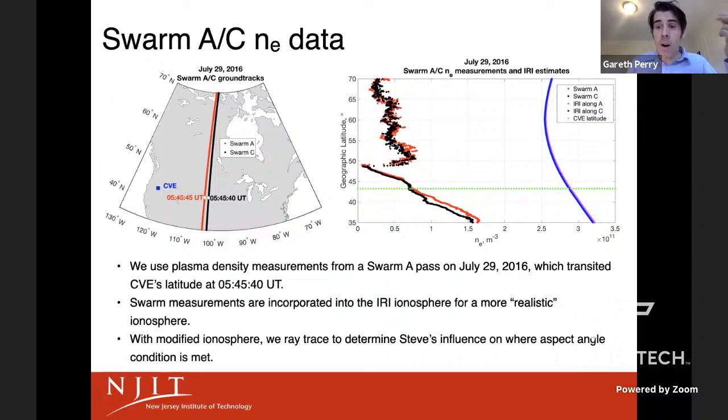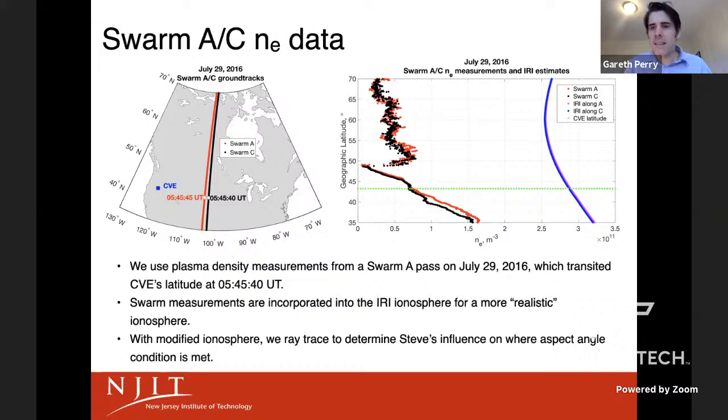Another input we used was Swarm, which was going through the area at the time. Swarm A and Swarm C went through. On the right here is a plot of geographic latitude on the vertical axis and plasma density on the horizontal axis. The red and black traces are the Swarm plasma density measurements taken at about 450 kilometers altitude, and the purple or magenta lines are what IRI says the plasma density should be. You can see quite a discrepancy between what IRI is telling you and what a spacecraft in the vicinity is telling you. Swarm went through about half an hour after the Steve event, so it's fairly timely.